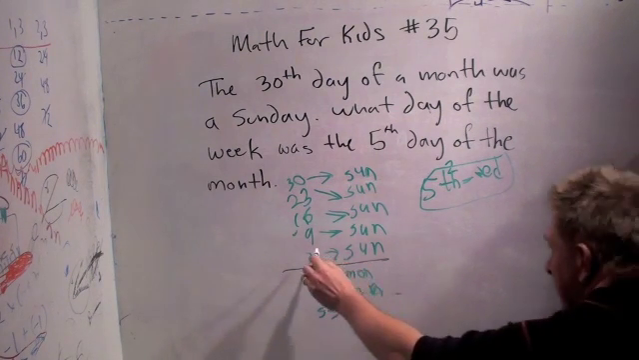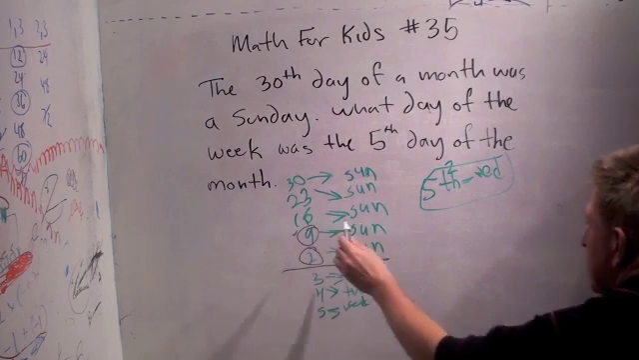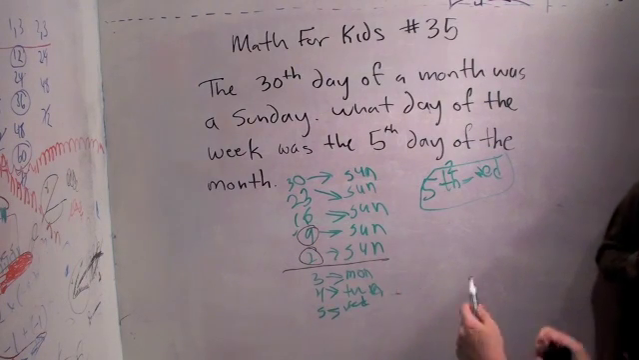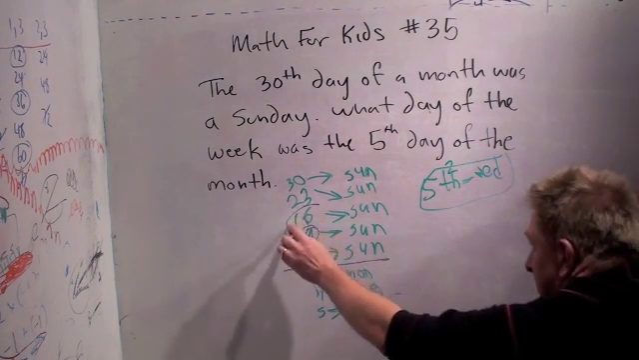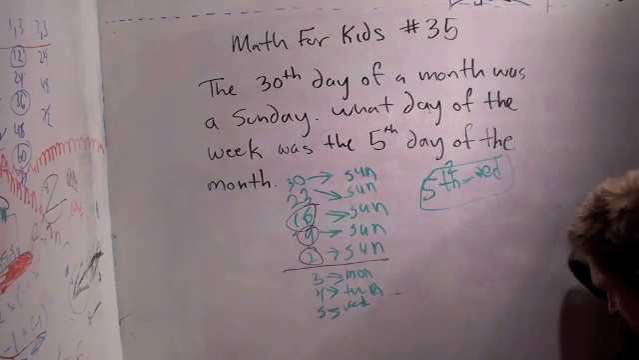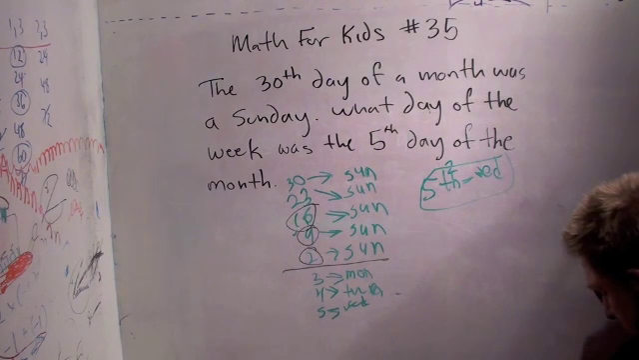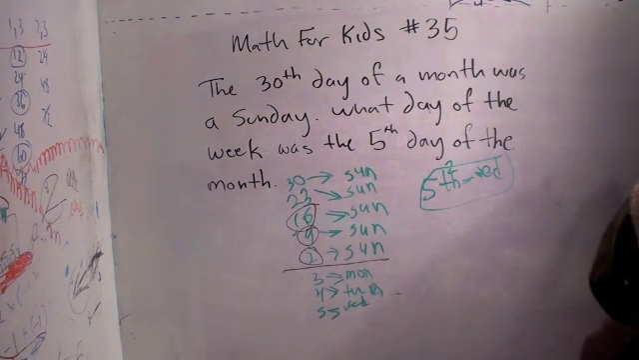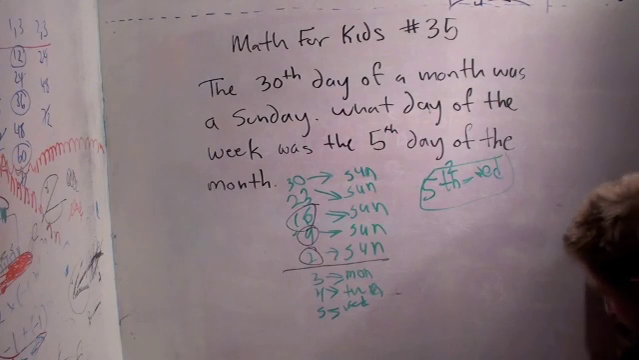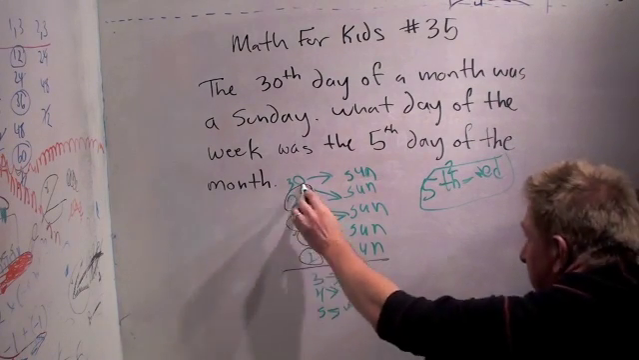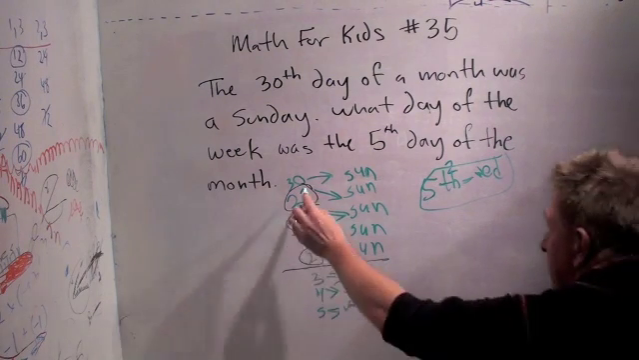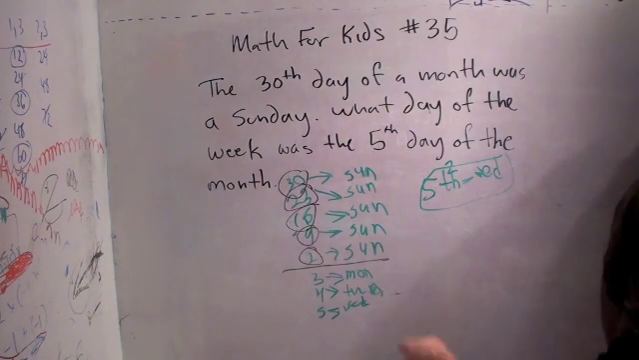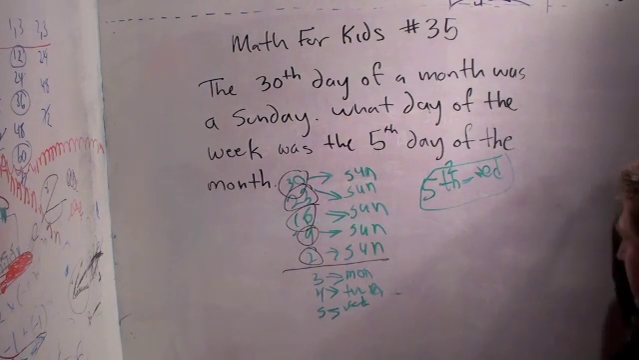Right. What do you get when you divide 9 by 7? You get 1 with a remainder of 2. How about 16 by 7? You're going to get 2 with a remainder of 2. What about 23 divided by 7? 3 with a remainder of 2. And 30 divided by 7? 4 with a remainder of 2. So all those numbers have remainder 2 when you divide by 7. Interesting.